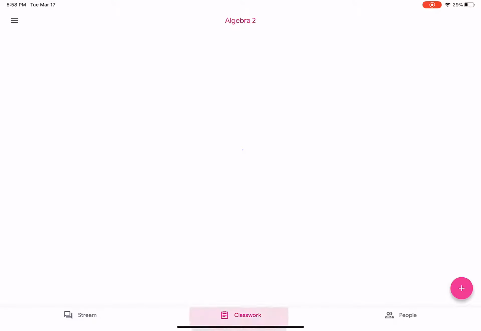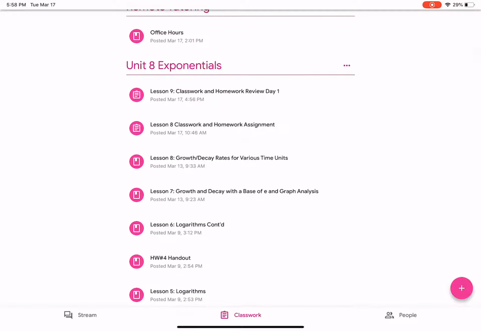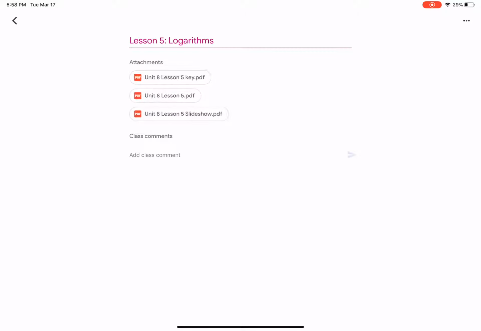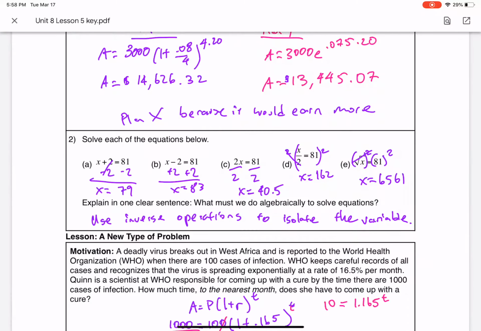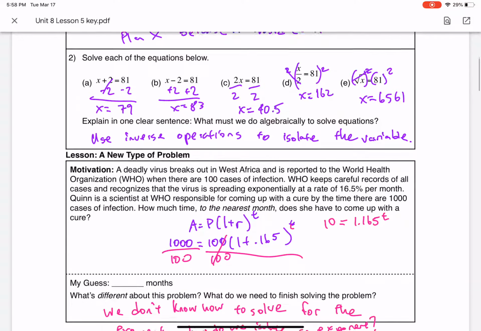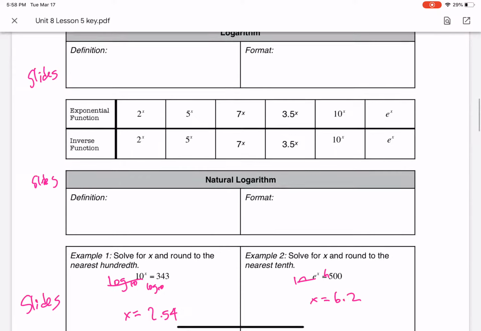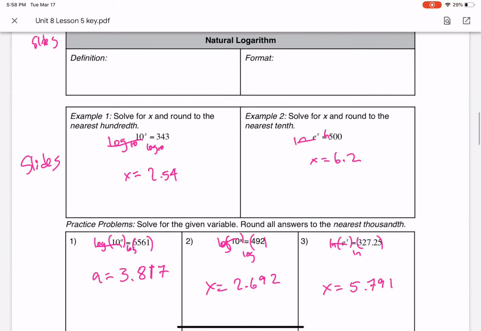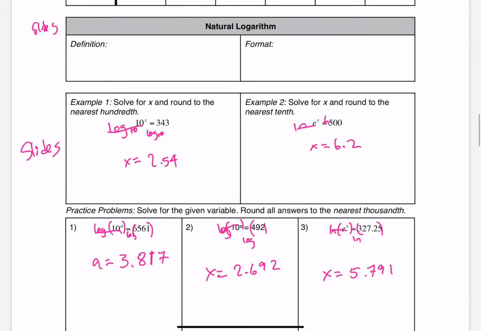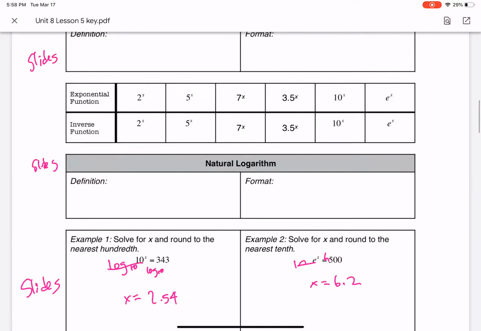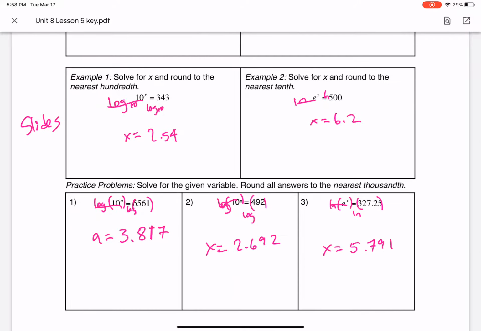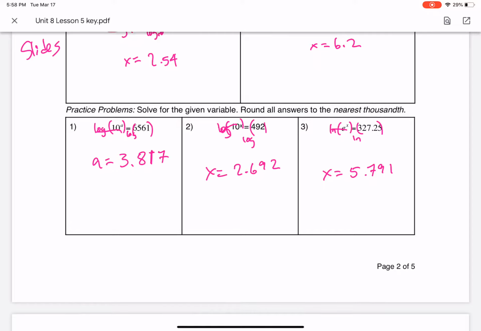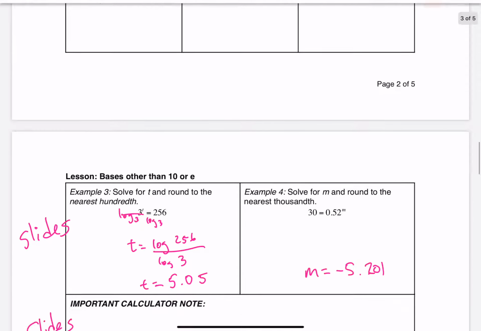prior to this week, all the assignments have an answer key that's been posted with them. So for Unit 8, if I go to Lesson 5, if you want to look at the answer key, if you don't have your work with you, we reviewed how to solve exponential or logarithmic functions on really page 2 of the assignment, and that's where those practice problems are listed.